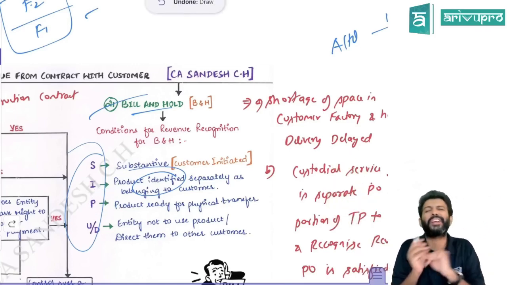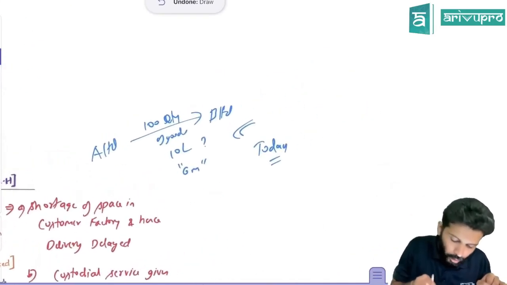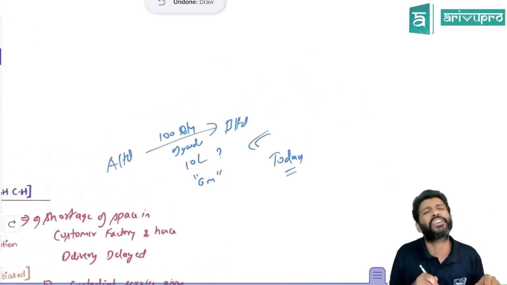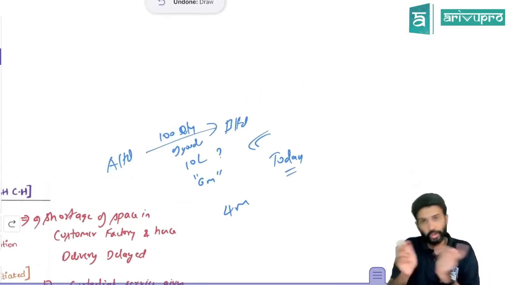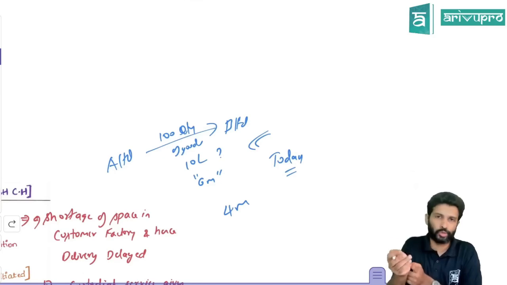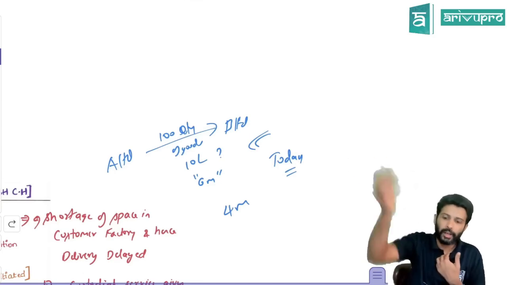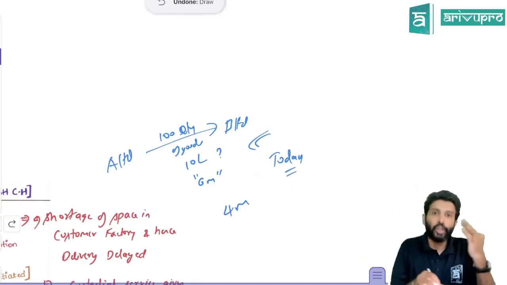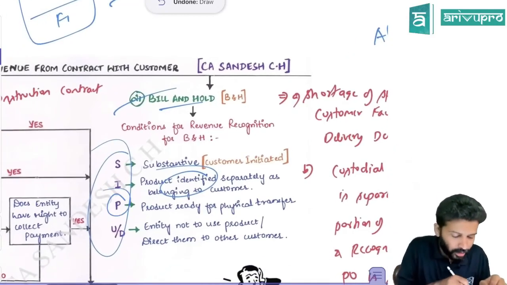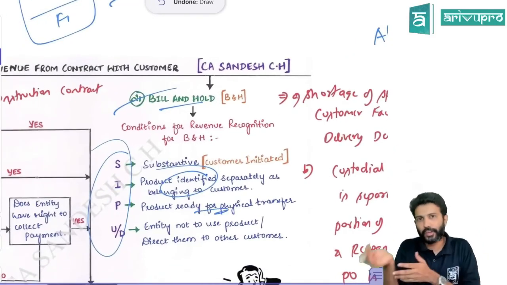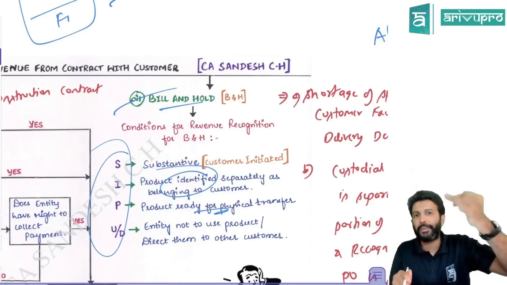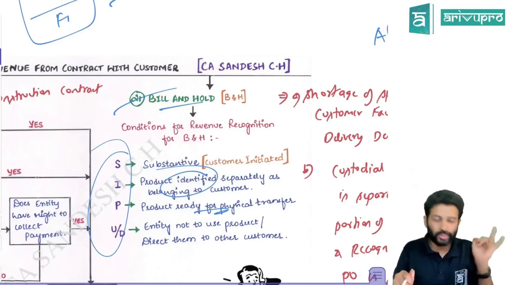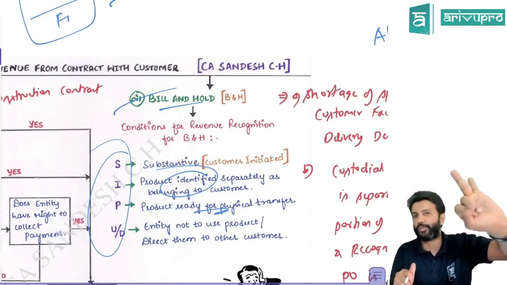T is for the product should be ready for physical transfer. Now B told us initially he wants delivery after 6 months. Later on, let's say after 4 months, he comes and says, give me delivery. A Limited should be in a position to deliver these goods, because those goods are not A's, they are B's, since you already booked the revenue today, right? So the product should be ready for physical transfer. If the customer changes his mind and asks for the goods much sooner, A Limited should be in a position to transfer them. That's what P is for.